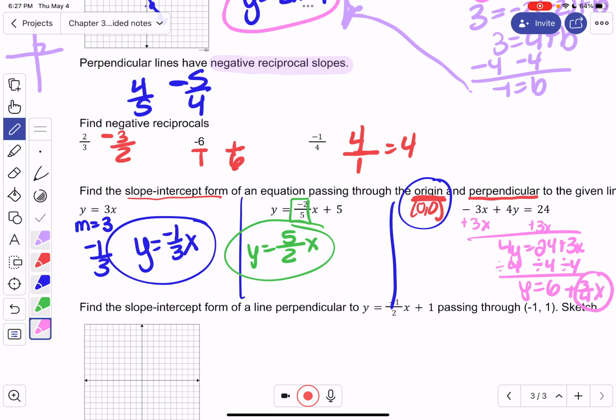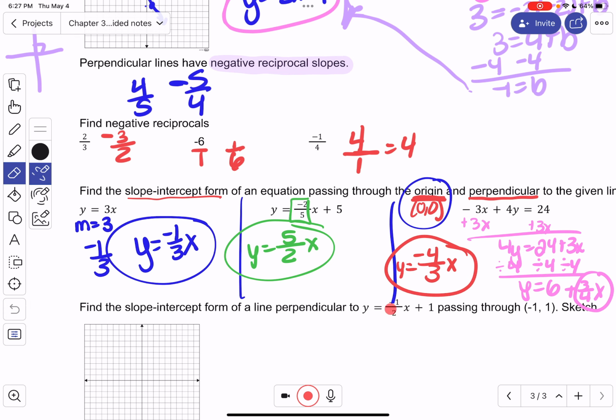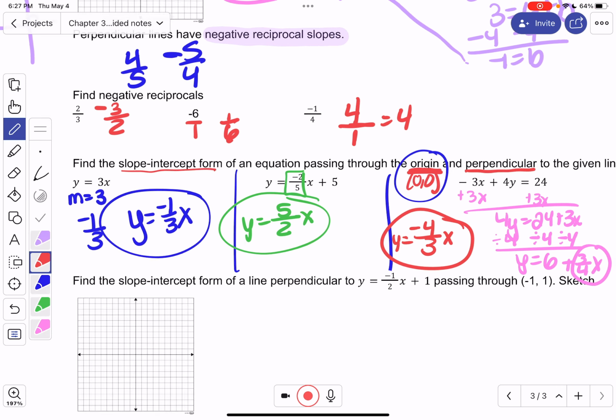So this slope is 3/4. So our reciprocal is going to be -4/3. And our y-intercept is 0. So we have y equals -4/3 x. That's how we use it. Parallel would be the same. Perpendicular, we do the reciprocal.